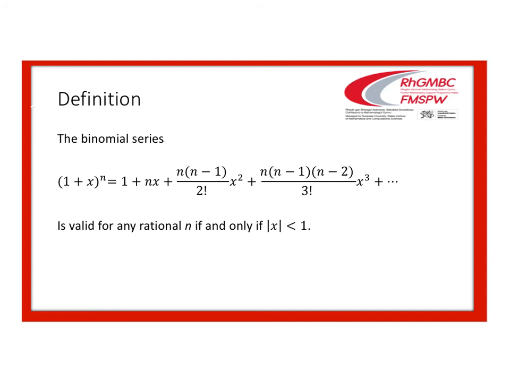Here we have the definition of the binomial series, which is a special case of the binomial expansion. We'll define it as 1 plus x to the power of n is equal to 1 plus nx plus n times n minus 1 over 2 factorial x squared plus n times n minus 1 times n minus 2 over 3 factorial times x cubed plus, and the pattern goes on.